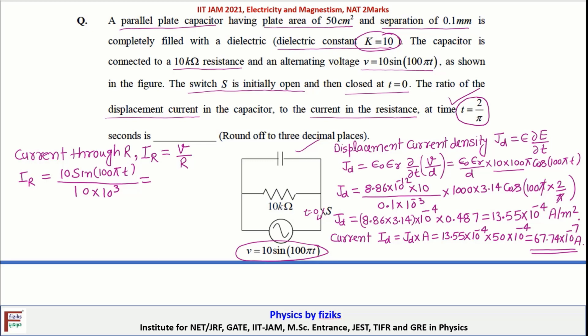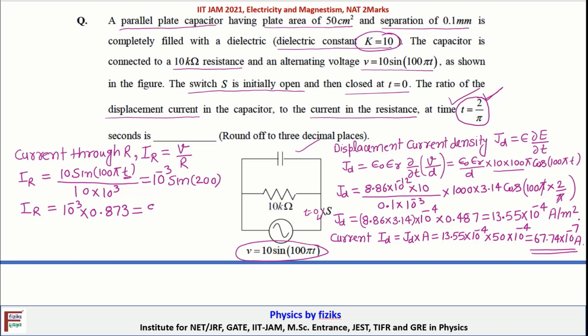Now we have to calculate this at t is equal to, again, the same value, when t is 2 by pi. So what will be this value? This is 10 to power minus 3 sine, if we put the value of t as 2 by pi, this will be 200 sine 200. So IR will be given by 10 to power minus 3. If we calculate in radian, this value will be 0.873.